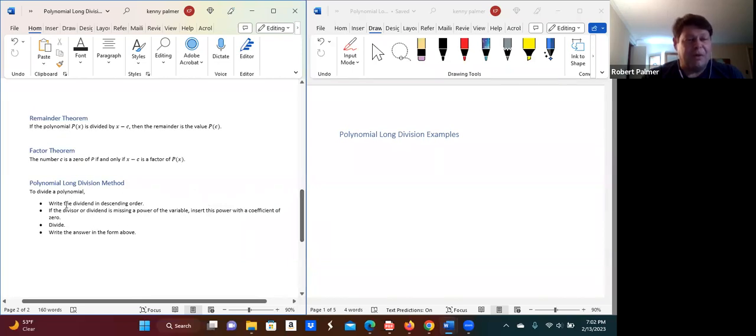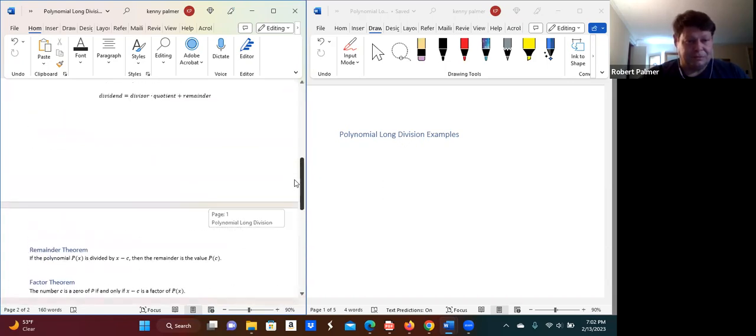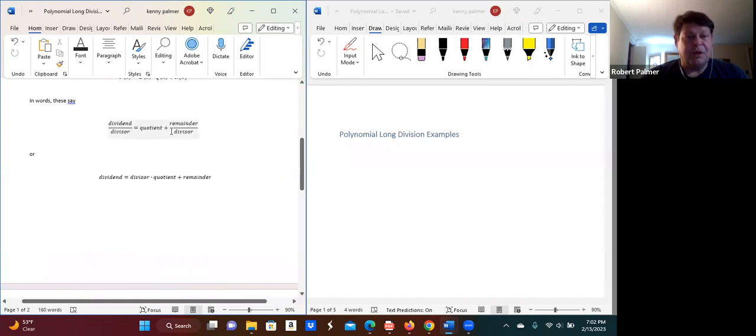Okay. And then finally, let's talk about our general method for dividing. To divide a polynomial, you write the dividend in descending order, if necessary. If the dividend or divisor, what we're dividing into and what we're dividing by, is missing a power of the variable, we'll insert this power with a coefficient of 0, just as a placeholder. We'll see an example like that. Then we divide with the method we're about to show, then write the answer in the form above: the quotient plus the remainder over the divisor.